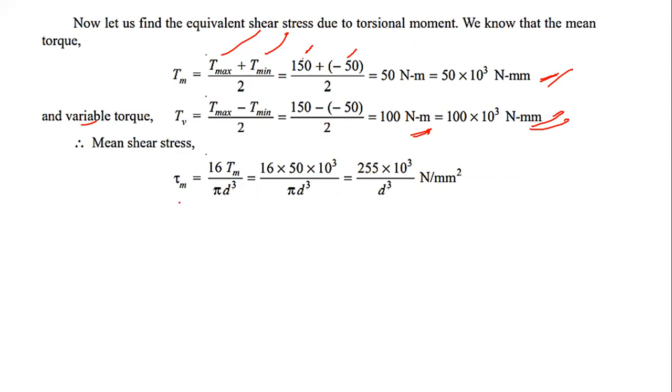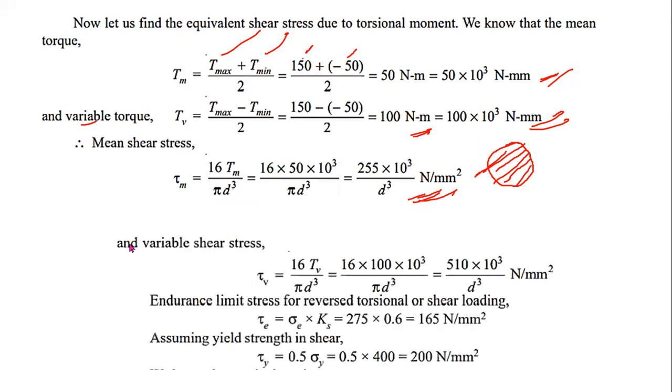Now, after getting the mean and variable torques, you have to substitute these values in the shear stress formula. Already we know the formula for a solid shaft. Shear stress for solid shaft, tau equal to 16 T by pi d cube. This is the formula for a solid circular shaft only. So substitute mean torque in this equation, you can get the value of tau m, mean shear stress.